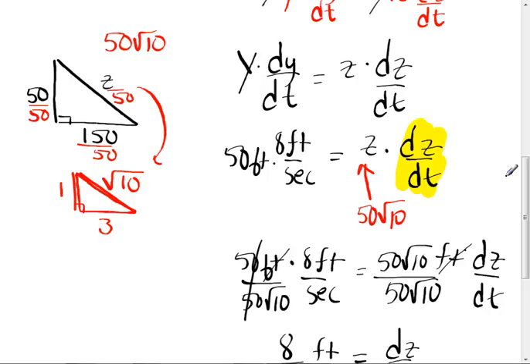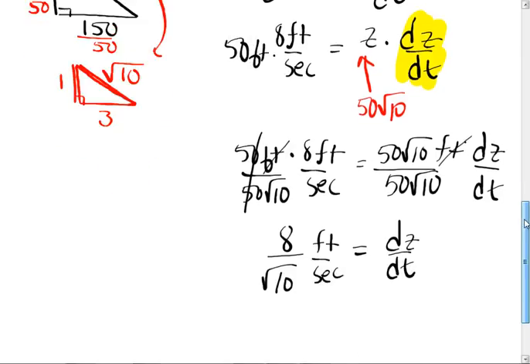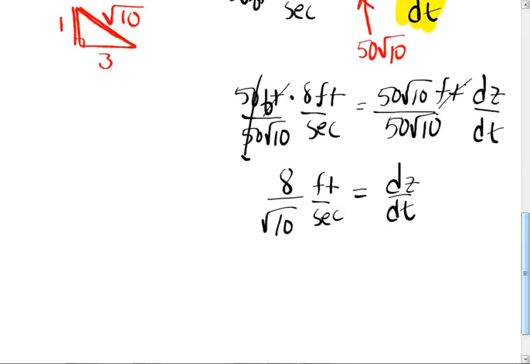Do what? I did, right here. There's 8 divided by 50 square root of 10. It doesn't matter. This is all multiplication and division. Okay, guys. You ready? Try the next one.